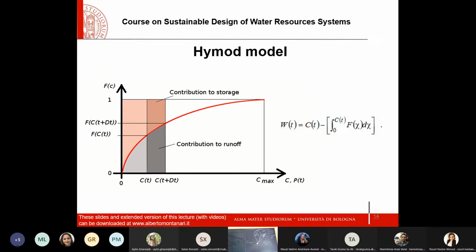And then what is the storage? The storage is rainfall minus runoff. So I could also explain this relationship on the blackboard. I repeat, storage, W(t), is cumulative rainfall minus runoff.